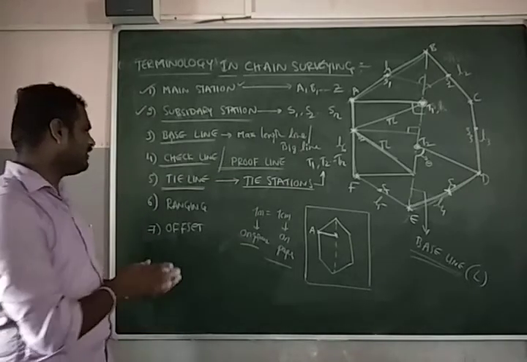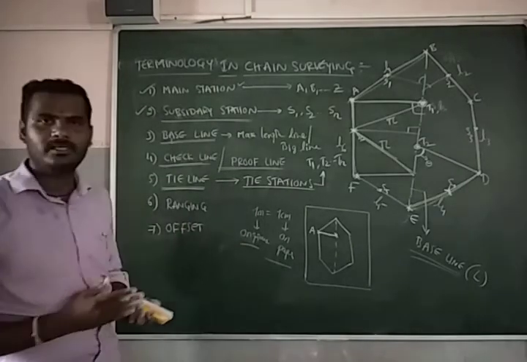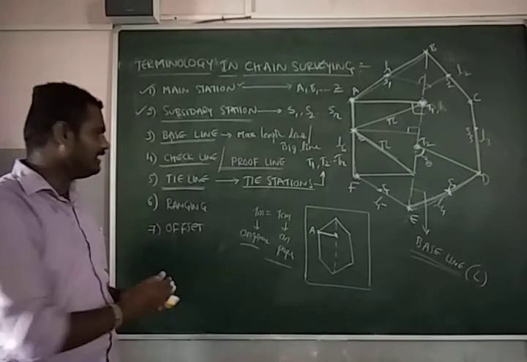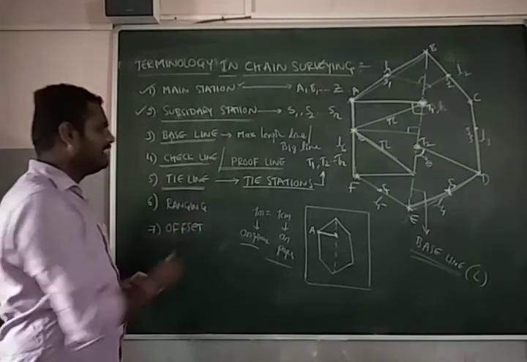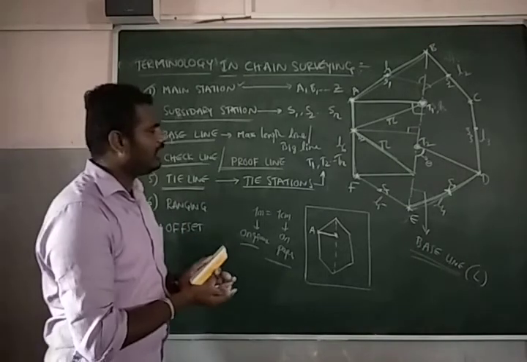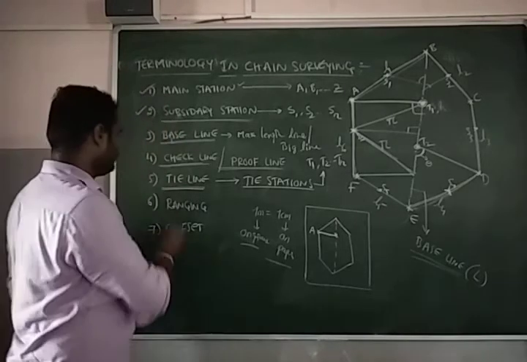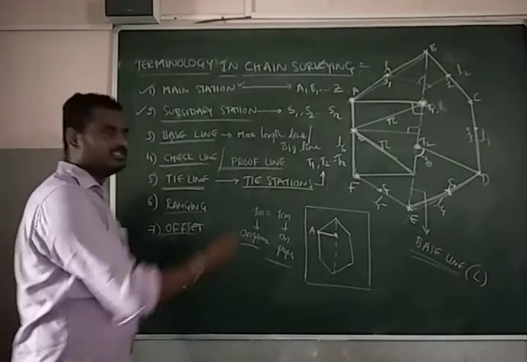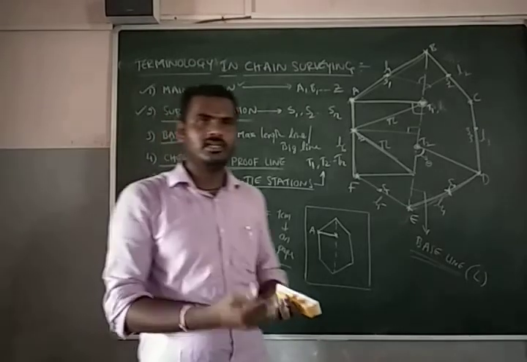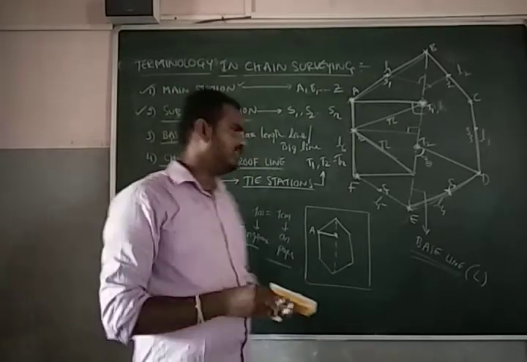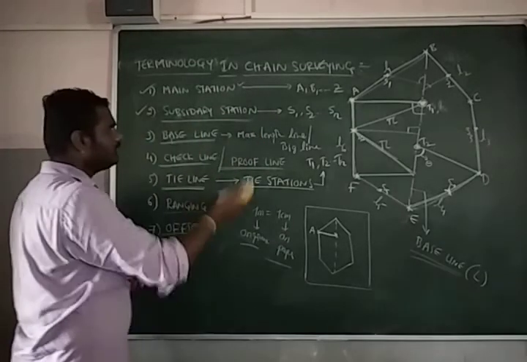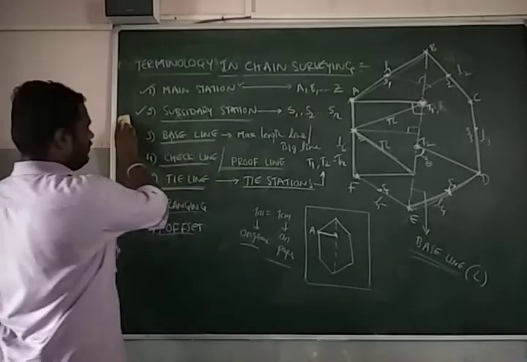Okay. So next we will see ranging and offset. Ranging and offset, these are different. I would like to tell one more thing over here. When we talk regarding ranging and offset, I will discuss later ill-conditioned and well-conditioned triangles. We will see. So let me rough it.